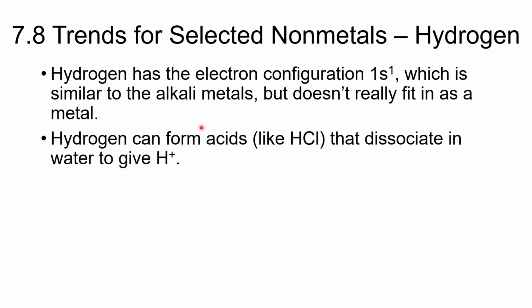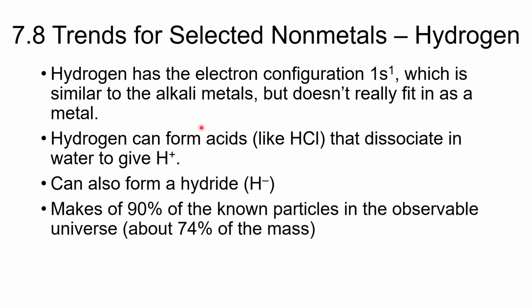Hydrogen can form acids, like in hydrochloric acid, and those will dissociate in water to give H+. And if you have a hydrogen that bonds with a metal, it typically forms a hydride where the hydrogen has a -1 charge.